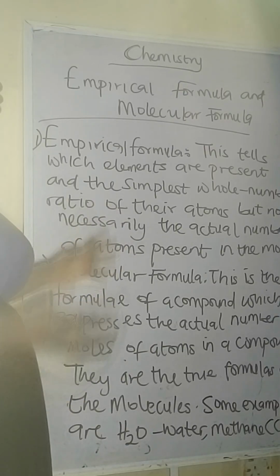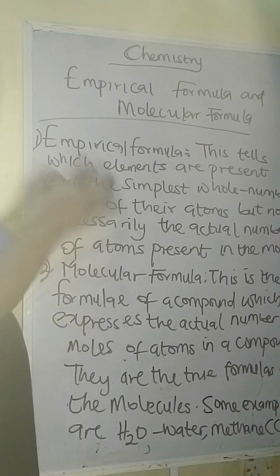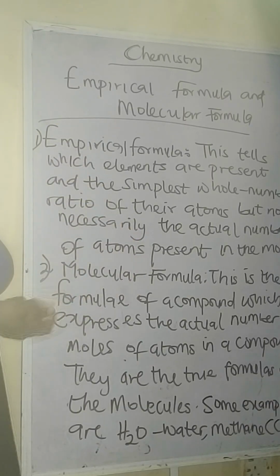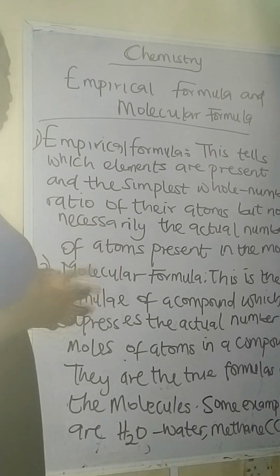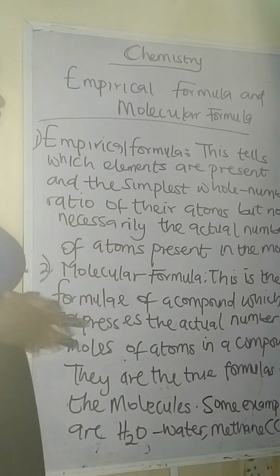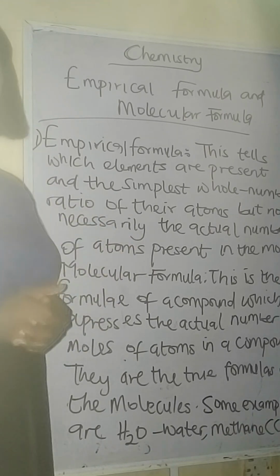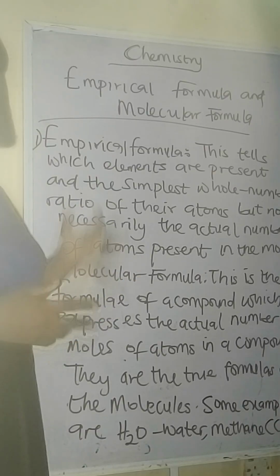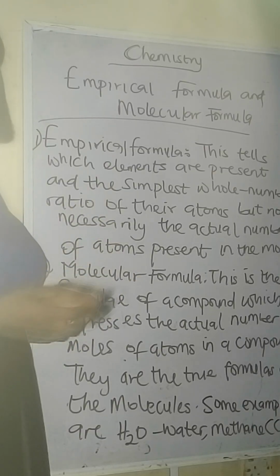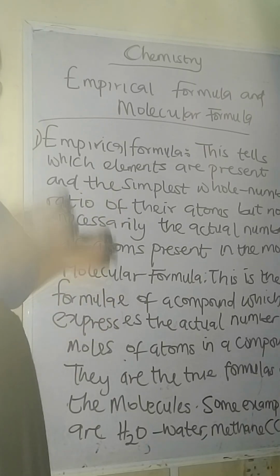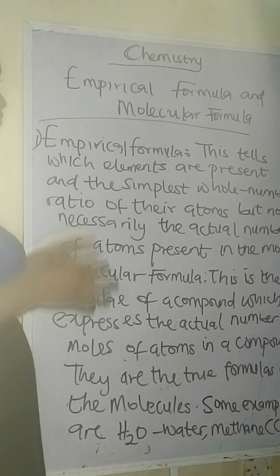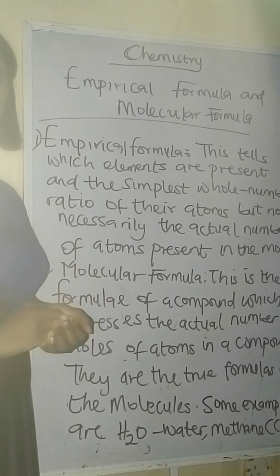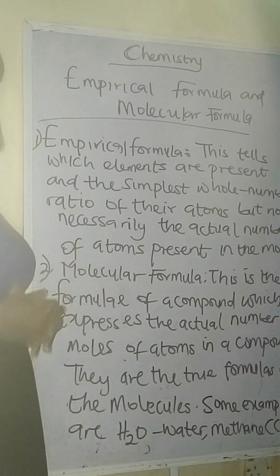This tells us which elements are present and the simplest whole number ratio of their atoms, but not necessarily the actual number of atoms present in the molecule. It just tells us that in this particular compound we have carbon, we have hydrogen, but not the real number of atoms present in this compound or molecule. That is what empirical formula entails.